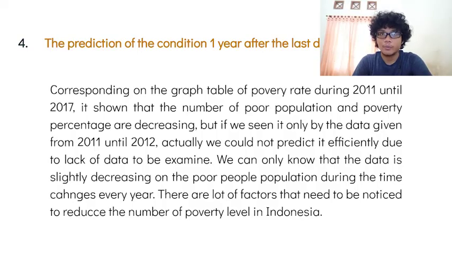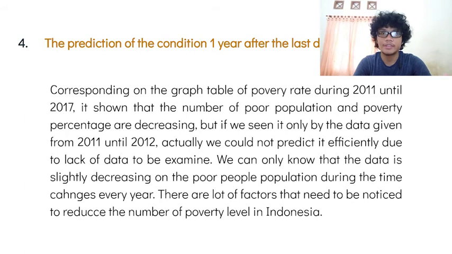And for the prediction of the condition one year after the last year of data, describe the condition that must be met to make such a prediction. Corresponding to the table of poverty during 2011 until 2017, which I collected from Badan Pusat Statistik, it is shown that the number of poor population and poverty percentage are decreasing slightly. But if we see it only by the data given from 2011 until 2012, we could not predict it efficiently due to the lack of data to be examined. We can know that the poor population is slightly decreasing as time changes every year, because there are a lot of factors that need to be noticed to reduce the poverty level, especially on the economic side.